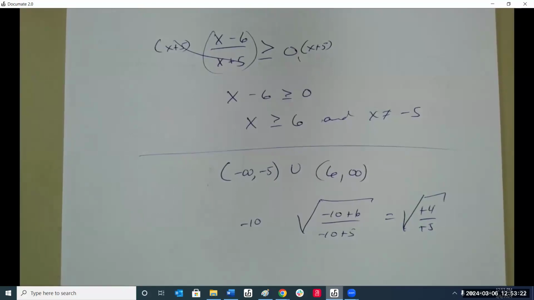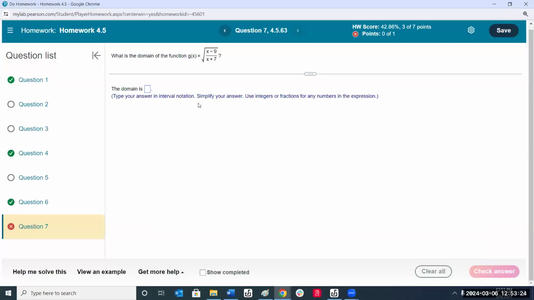Yes. So if we look at this next one with the same logic, we know that the denominator is from negative infinity to -7, union with 9 to infinity.